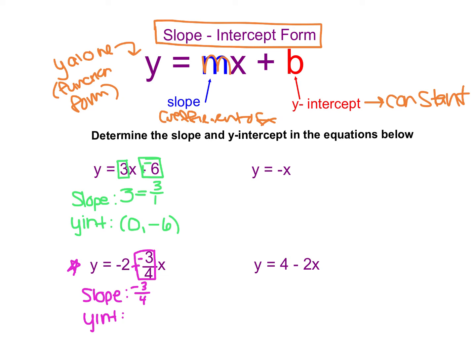So it's not always first. Your slope is the coefficient of x. Your y-intercept is then the constant value, which here I can see is -2. So my y-intercept occurs when x is 0 and y is -2.